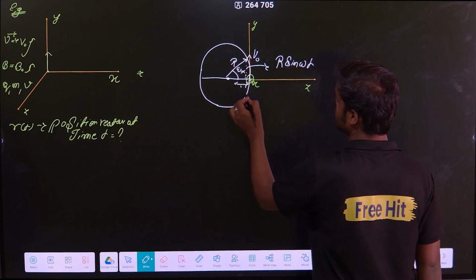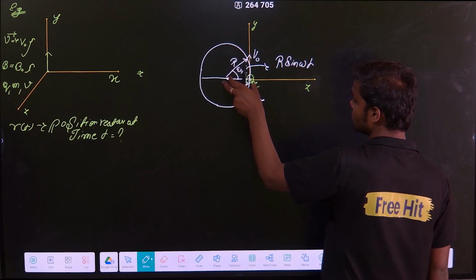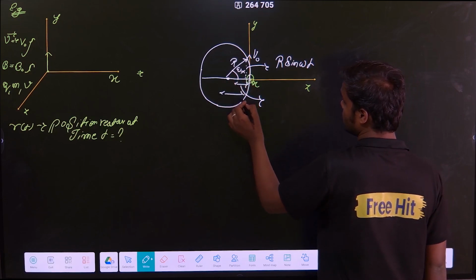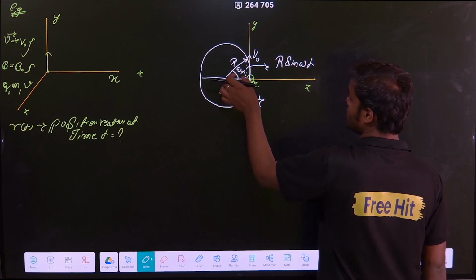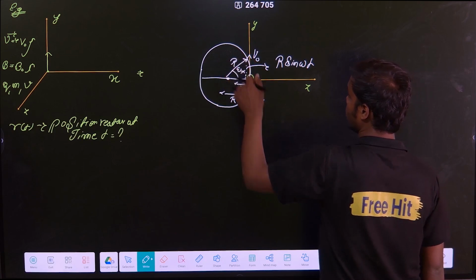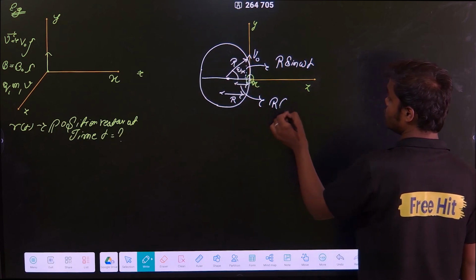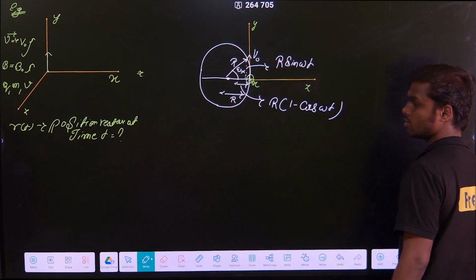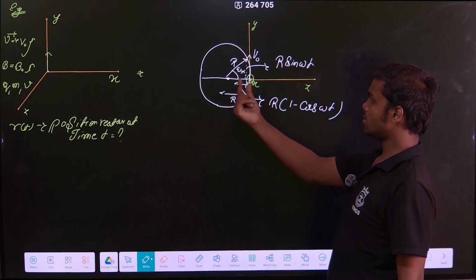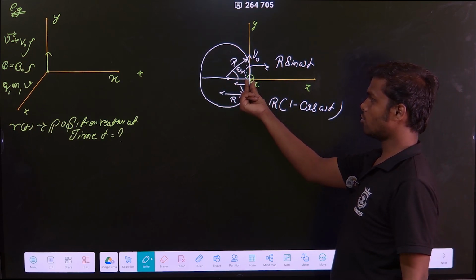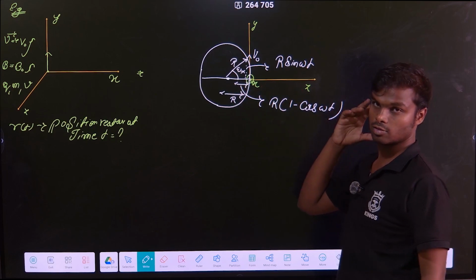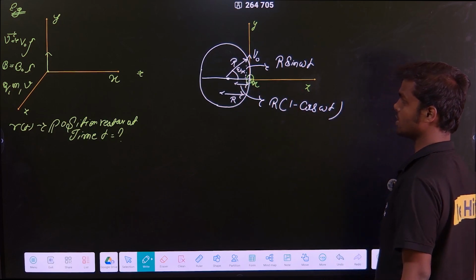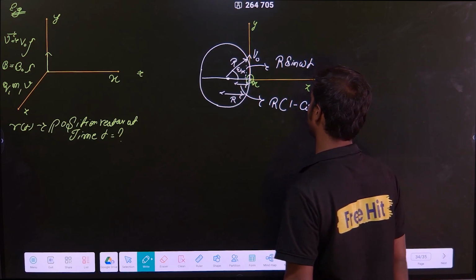What is this distance? Can you tell me this distance? Total distance is r. We know this is r. This is r sine theta, and this is r cos theta. So this distance will be r into 1 minus cos omega t. Correct? Total distance is r, this distance is r cos theta, and I want to know this distance. So r minus r cos theta. So it is r into 1 minus cos omega t, or cos theta or omega t, whatever you say.